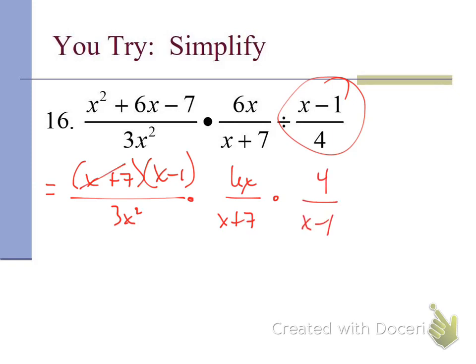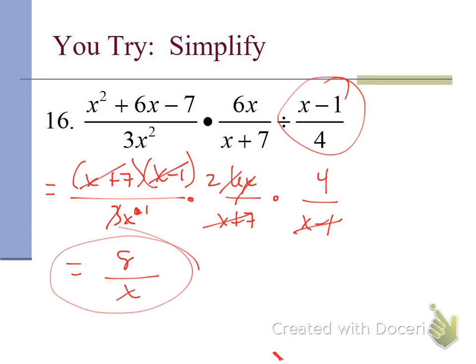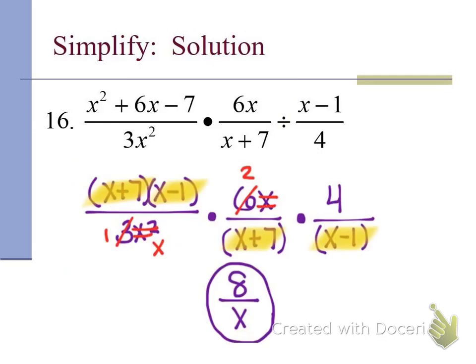Now we go looking for common factors, and x plus 7, x plus 7, x minus 1, x minus 1. The 3 and the 6 reduce to 2. The x and the x squared, so this is going to become a 1. So in the numerator you've got 2 times 4, which is 8. Denominator we've got just x, so it's 8 over x. Yeah, just like that.